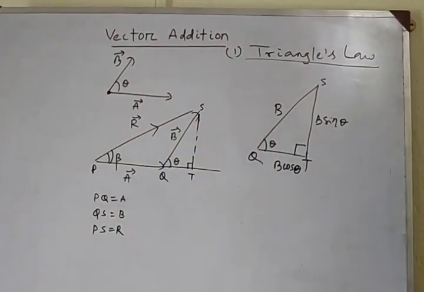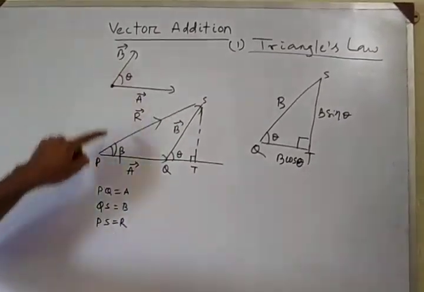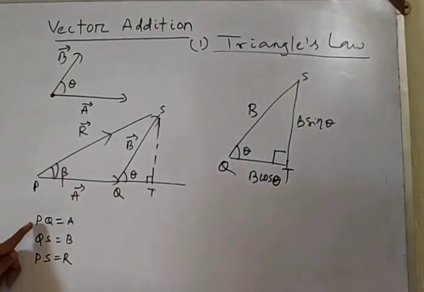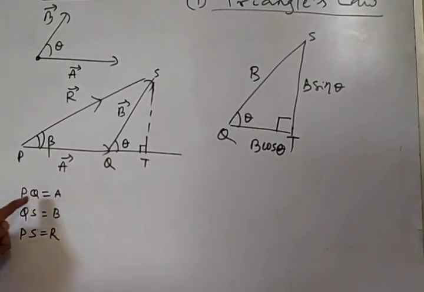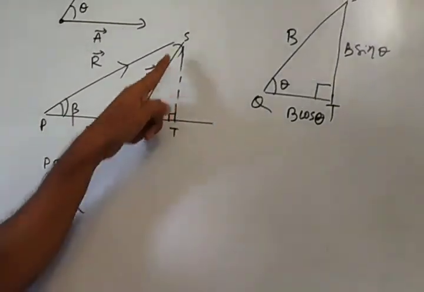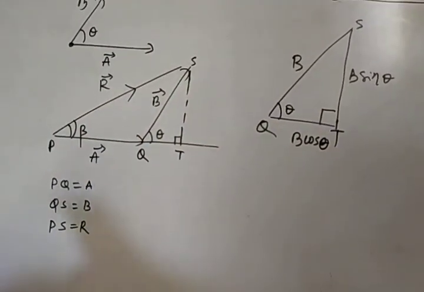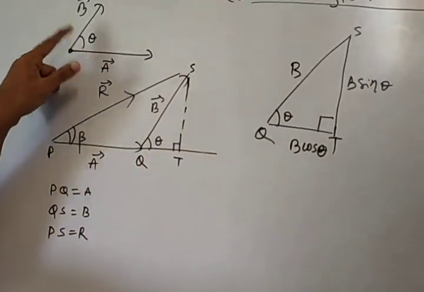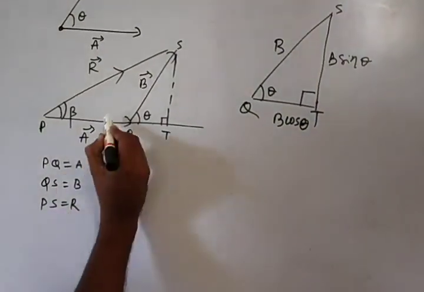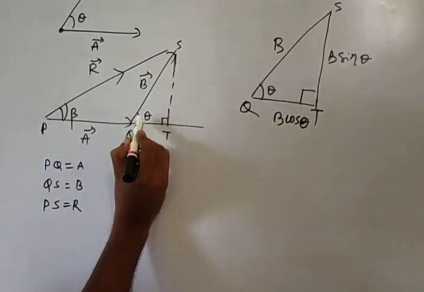Here I have already represented A vector and B vector through this triangle PQS. Now let us consider PQ is A, the magnitude of PQ is A, the magnitude of QS is B, and PS is R. Now theta is the angle between A vector and B vector. There is a trick. Everyone makes mistakes. This is not the angle between A vector and B vector. This side is always the angle between A vector and B vector.